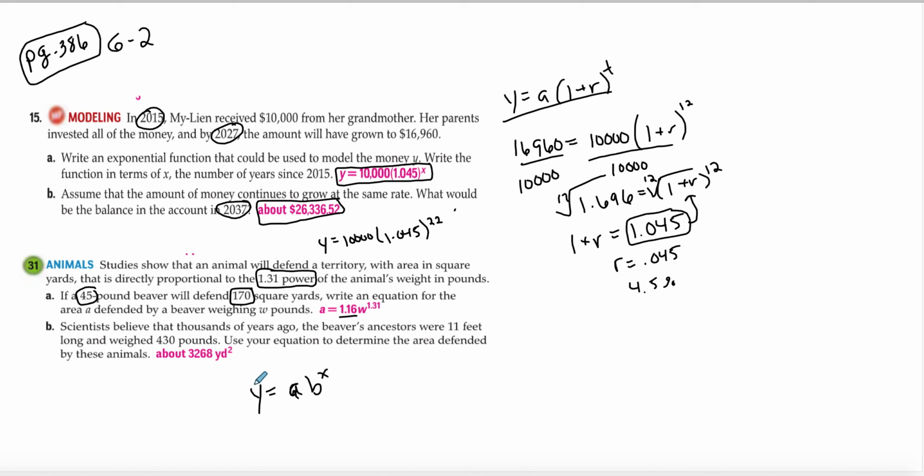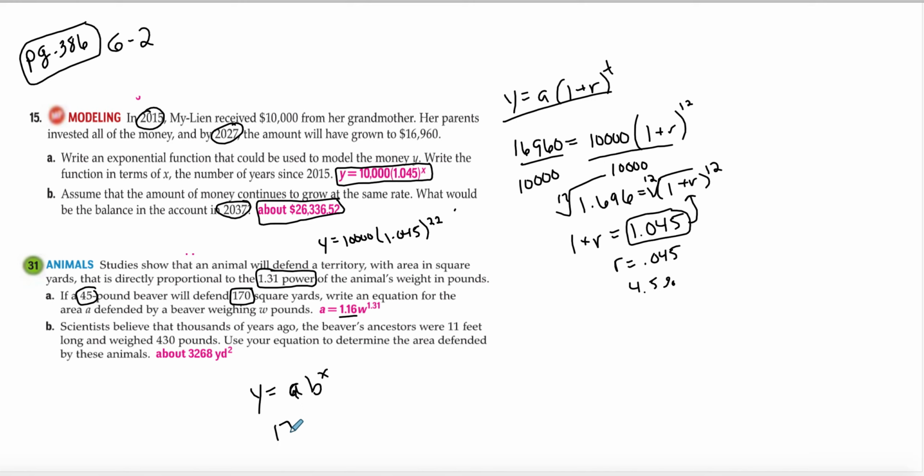Okay, we know that the y is going to be the area that the animal defends, and then the b is going to be the weight of the animal. Okay, so it says 1.31 power of the animal's weight. That's how we know b is going to be weight. Okay, so let's just go ahead and plug that stuff in.